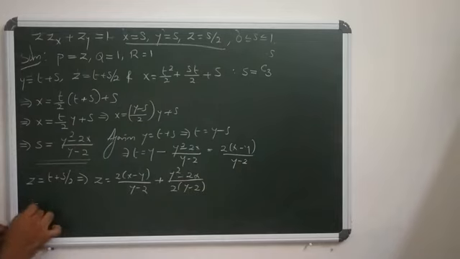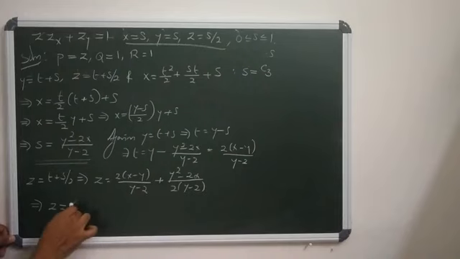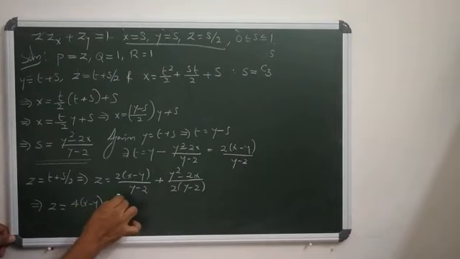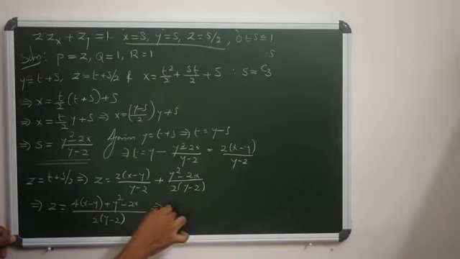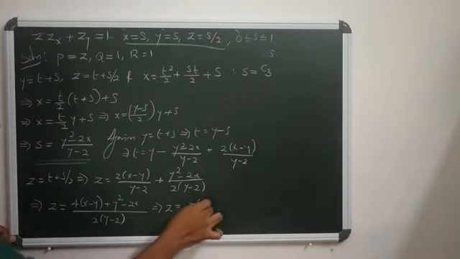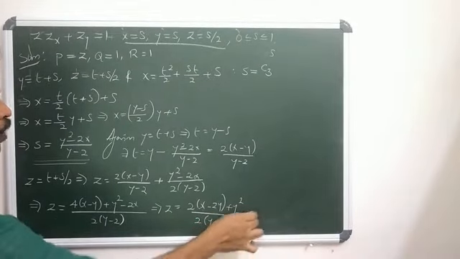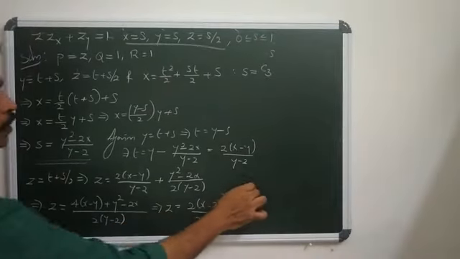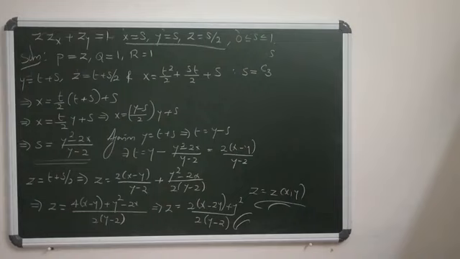So finally, on reducing this, you can solve this one and obtain what is actually z here. That is, by taking LCM, it is (4 into (x minus y) plus y square minus 2x) all divided by 2 into (y minus 2). So that implies z equals (2 into x minus 2y plus y square) all divided by 2 into (y minus 2). That is z equals z(x,y). So this is the required solution, means that is the required integral surface.